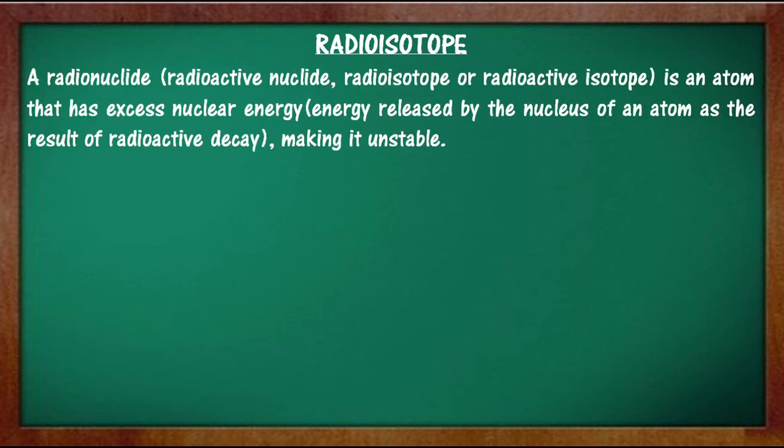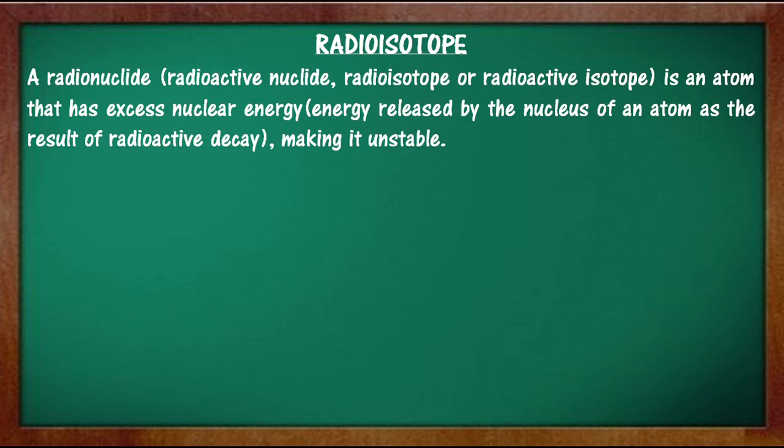A radionuclide, or radioactive nuclide, or radioisotope, or radioactive isotope, is an atom that has an excess of nuclear energy, making it unstable. So what does excess nuclear energy mean? It means it has an excess in the nucleus.